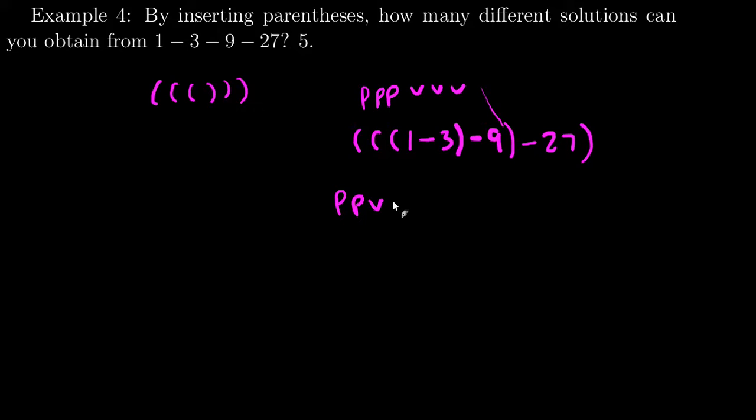PPVV, PV. So I have a parentheses. I have 1 minus 3, and I have to close off the parentheses because of an operation. I have another open parentheses and a variable, that's 9. And I don't have any operation here, so I have a minus 27. The operation between these is subtraction, and that's another way.